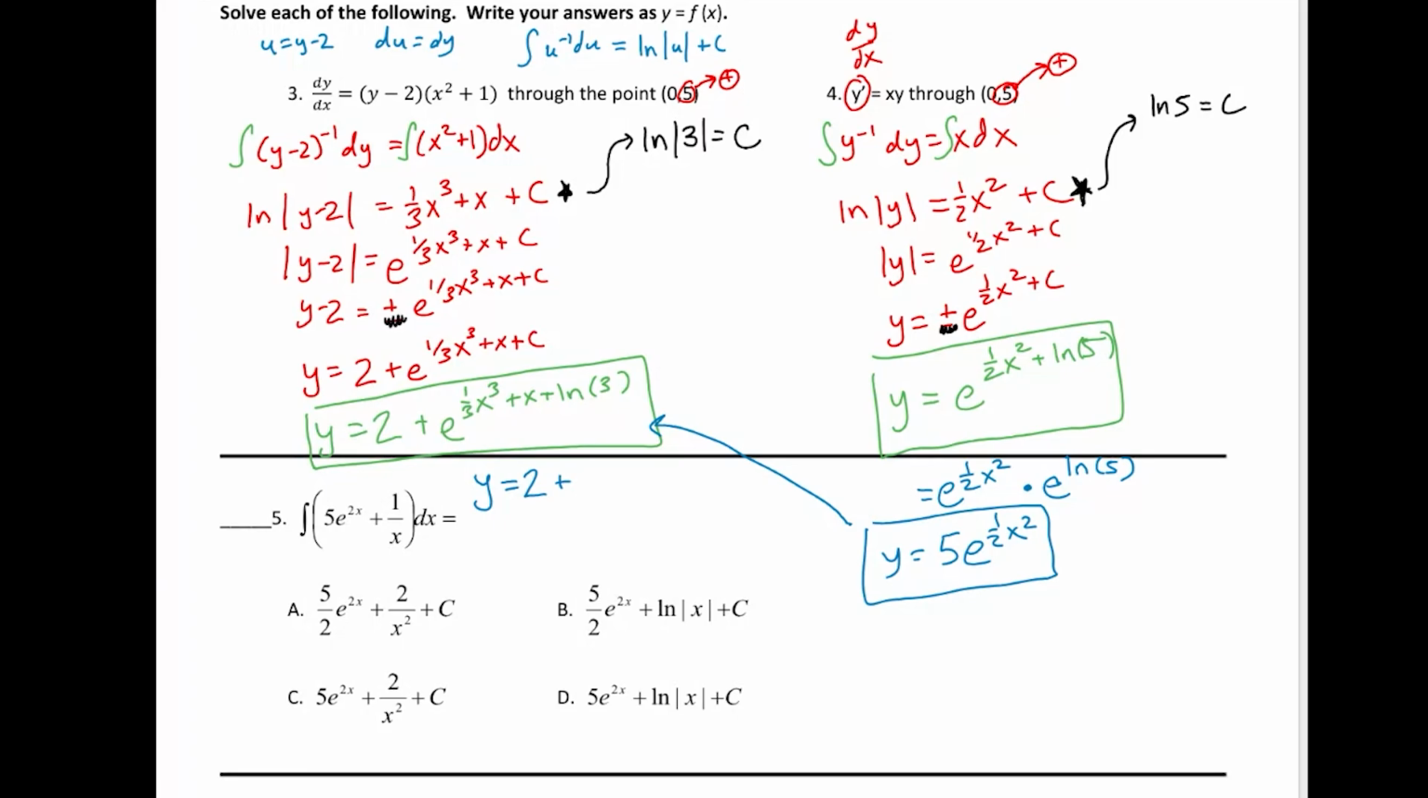And then hopefully you realize that we could split that up like we did the last one, and e to the natural log of 3 is just 3. So this could be written as 3 times e to the 1/3 x cubed plus x. So just a little side note here that there is sort of an alternate correct answer that you might see in a multiple choice setting.